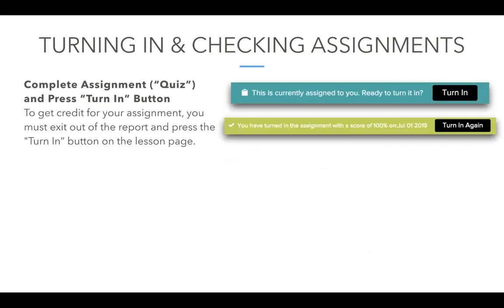To make sure that we get the results of the assignment that you're doing in our quiz module, you need to get to the screen that has the Turn In button. So you will exit out of the report and press the teal bar that says Turn In. You will click that and it will turn light green, and note that you've turned it in.